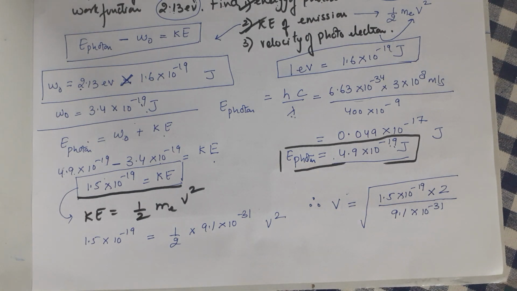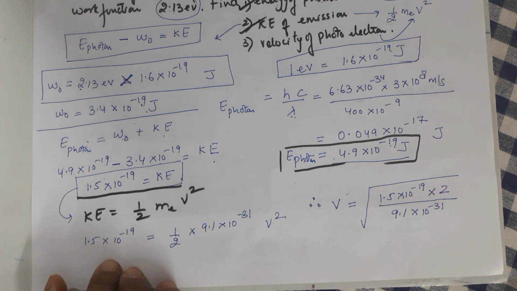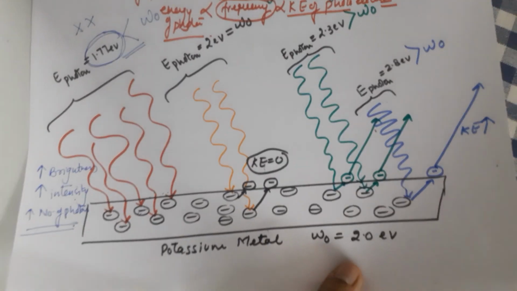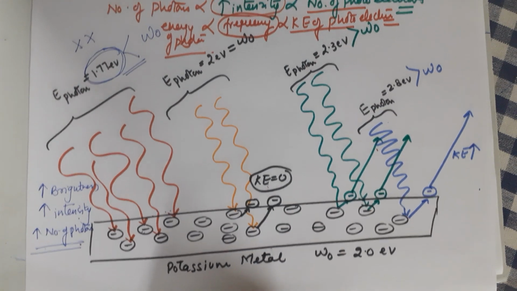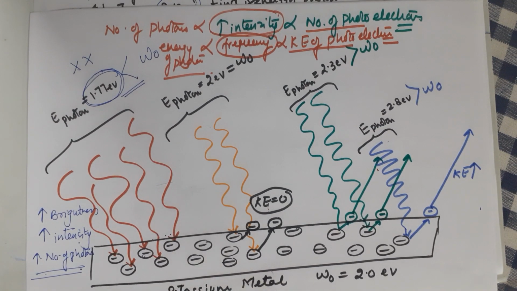With this, I come to the end of the topic, the closure of the topic of photoelectric effect. We've done 2 numericals. We've builded on the concept of photoelectric effect, and the main concept that we've done for the day was that intensity does not cause photoelectric effect. It is the frequency which causes the photoelectric effect.